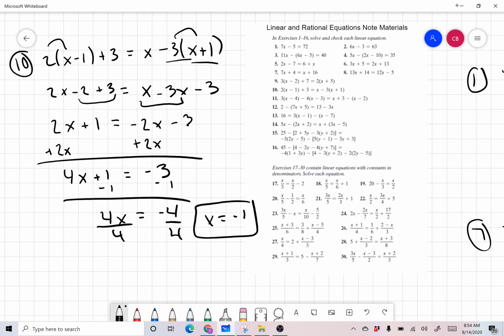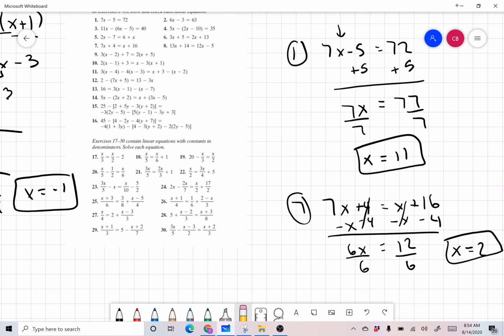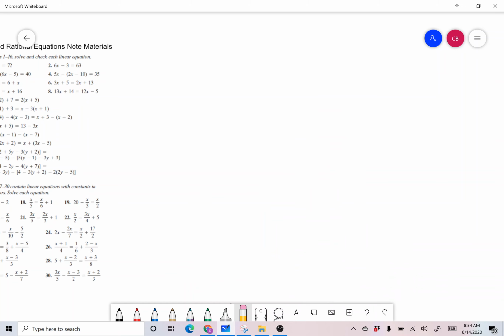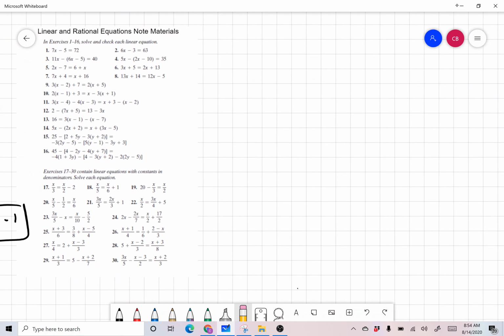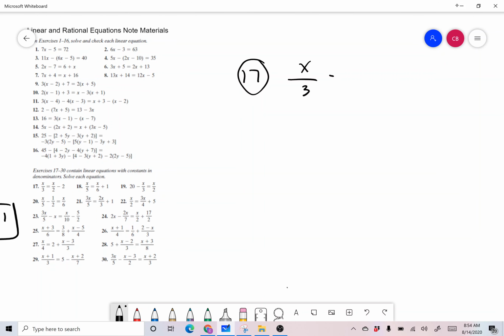Okay, now let's get into some ones with fractions, the rational ones. Those would be the ones on the bottom. They look scary. They're not that bad. So let's start with 17. X over 3 is equal to x over 2 minus 2. Okay. So when I do these, I don't like the fractions. The fractions are kind of gross, that's what I call them, gross.